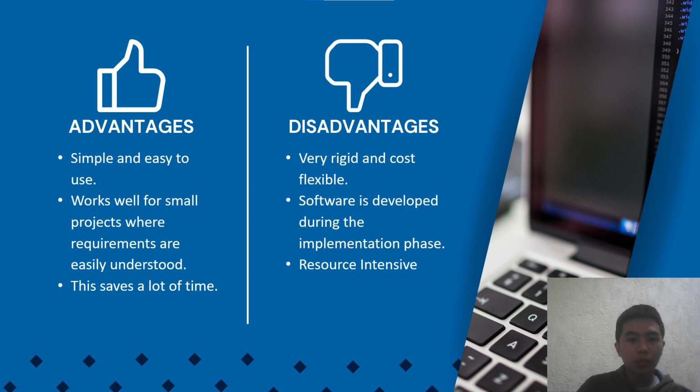Second, this works well for small projects where requirements are easily understood. When the requirements of a project are stable and well documented, the V model is highly effective, assuming that the project scope is clear from the start. It aligns well with smaller projects where changes are less likely to happen frequently.